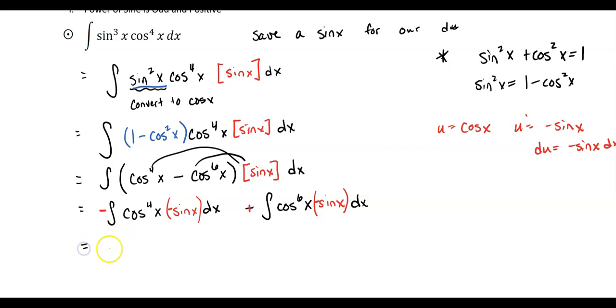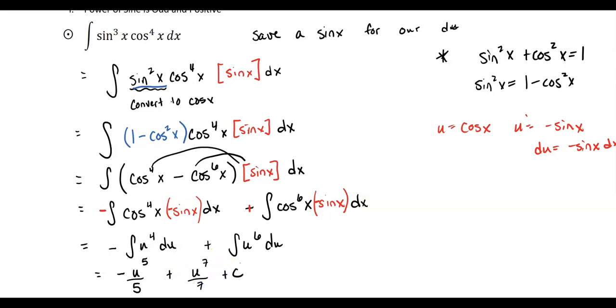So this one is now the negative integral of u to the fourth du plus the integral of u to the sixth du. When I evaluate that, I'm going to raise the power by 1 and divide by whatever the new power is. So I'll get negative u to the fifth power over 5 plus u to the seventh power over 7 plus c.